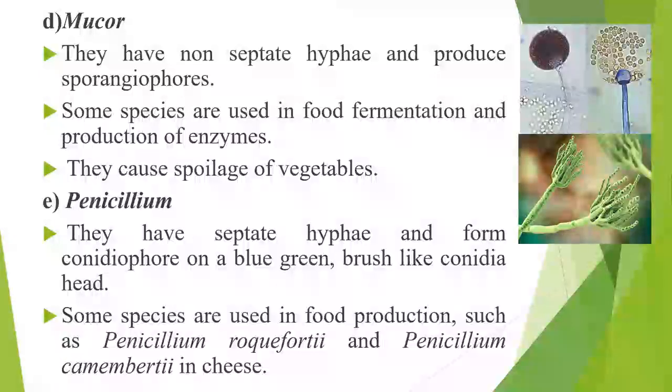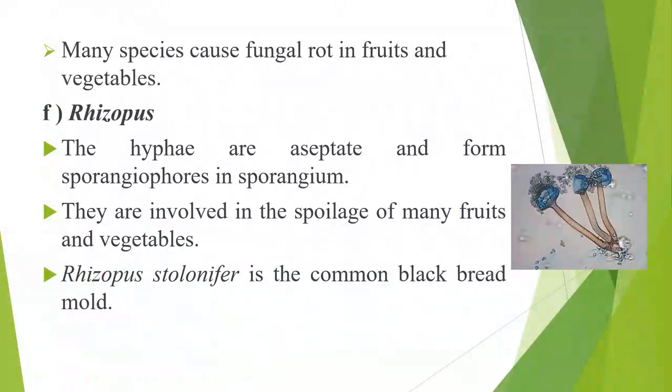So the next one is the Penicillium. They have septate hyphae and form conidiophores on a blue-green brush-like conidial head, and some species are used in the production of valuable products. Examples are Penicillium roqueforti and Penicillium camemberti, used in cheese production. But at the same time, some species of this Penicillium will also lead to fungal rot in fruits and vegetables.